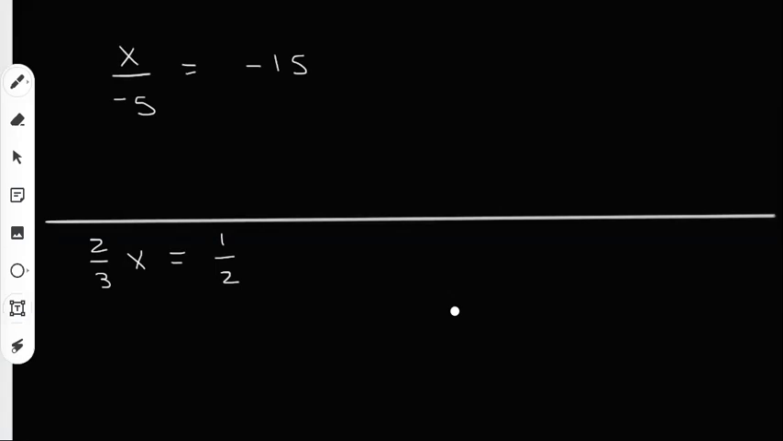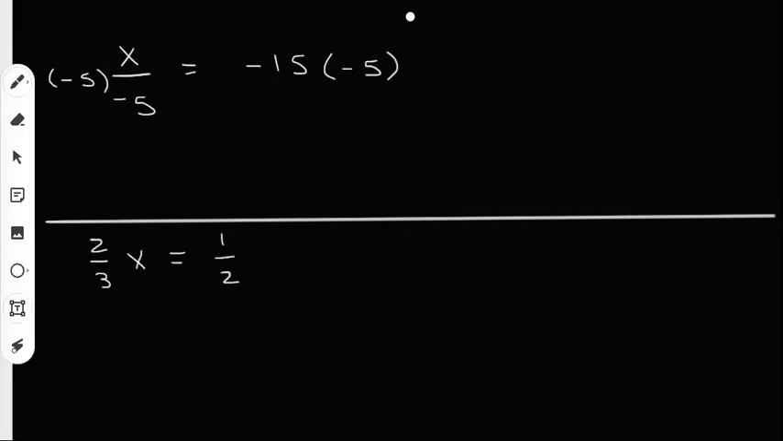Okay, so for the first one up here, I notice that I'm dividing by -5. So I need to do the opposite of dividing. I need to multiply both sides by -5, so that way we can get rid of the -5 in the denominator. So I multiply both sides by -5. That way the equation can still be balanced in the end.